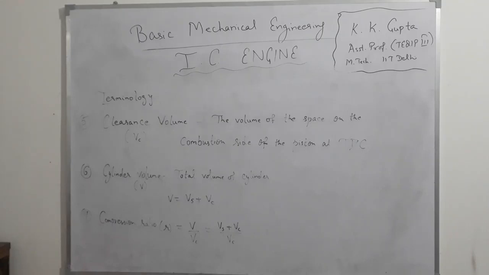Next is cylinder volume. It is denoted by capital V. It is the total volume of the cylinder. Means it is the summation of clearance volume and the swept volume. Seventh is compression ratio, denoted by small r. It is the ratio of the total volume of the cylinder to the clearance volume. Means Vs plus Vc divided by Vc, or we can also write it as 1 plus Vs upon Vc.